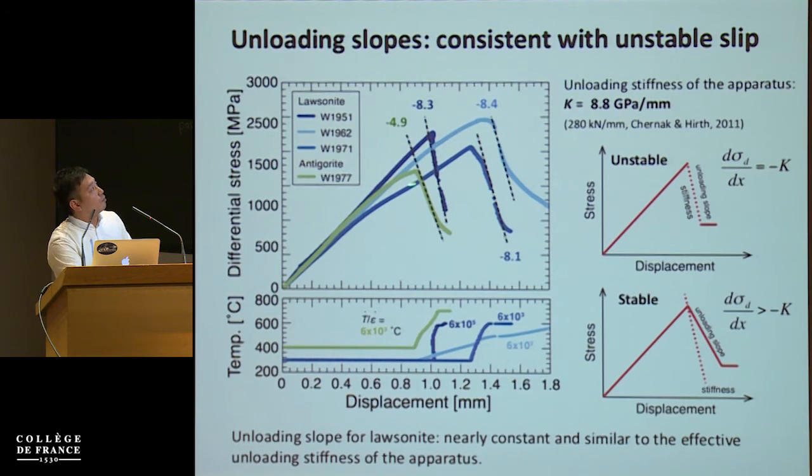So we calculated the unloading slope of each experiment. We changed the temperature ramping rate by orders of magnitude, but the unloading slope during the dehydration reaction is always the same for lizardite experiments. But for antigorite, it's always shallower than the apparatus stiffness, whose value is here. So we have a shallow unloading slope for all antigorite experiments.